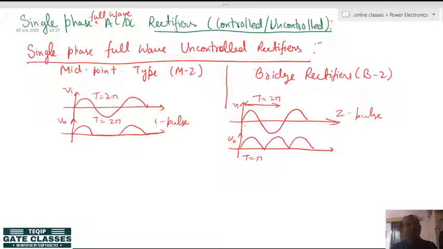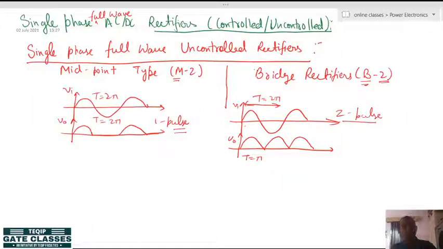You also observe that as the pulse number increases, the time period decreases. For a 1 pulse rectifier, the time period is the same as the input, but for a 2 pulse rectifier the time period becomes half. For a 3 pulse rectifier it becomes 1/3 of the input, and for 6 pulse it becomes 1/6 of the input. That is the meaning of pulse number. B represents the bridge type connection, and M represents the midpoint type connection.